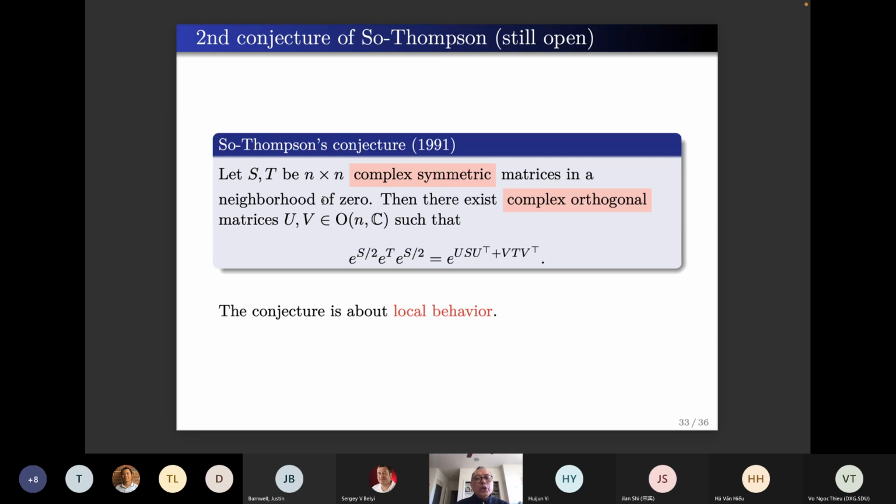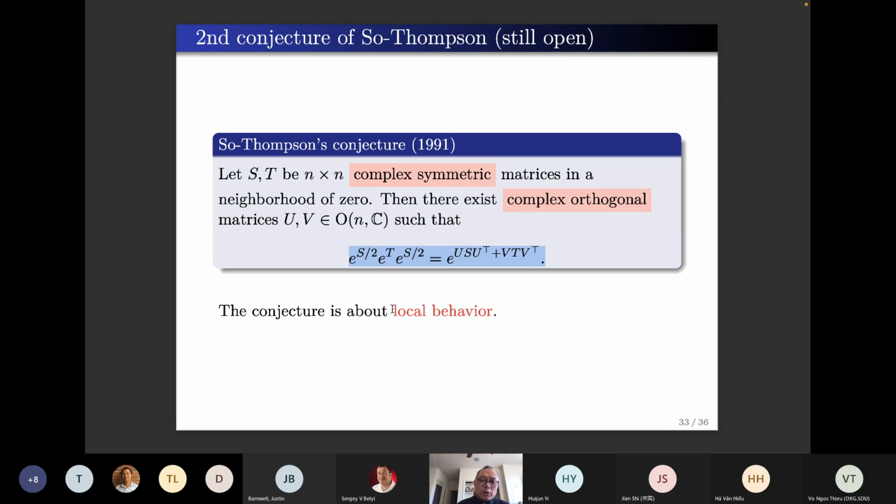So let's take a look at the conjecture. Let S and T be n by n complex symmetric matrices, not real, but complex symmetric matrices, in a neighborhood of 0. So this is a local conjecture. Then there exist complex orthogonal matrices U and V such that this is true.